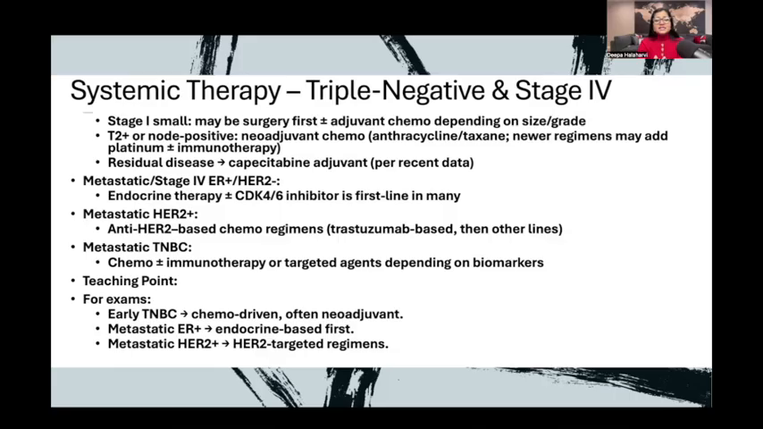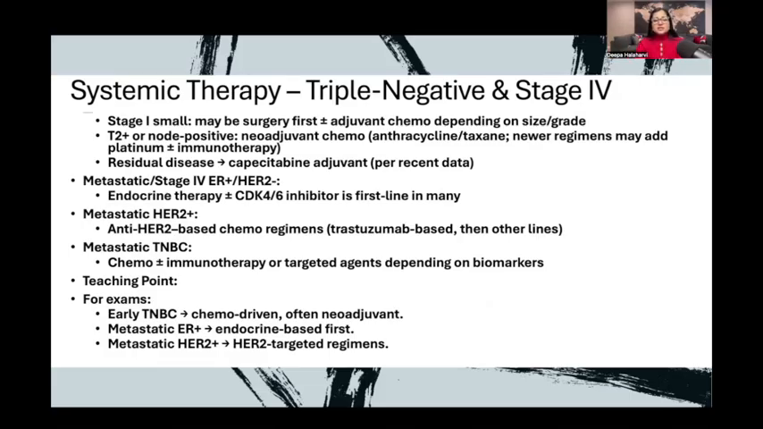If someone has metastatic disease or stage 4, it depends on what type of metastatic disease. Is it hormone receptor positive, HER2 receptor negative? Those guys get endocrine therapy, CDK4/6 inhibitors. If it's metastatic HER2 positive, they get chemo, also trastuzumab. They're on trastuzumab and pertuzumab forever. If they're triple negative metastatic, then they get chemoimmunotherapy, depending on the biomarkers.